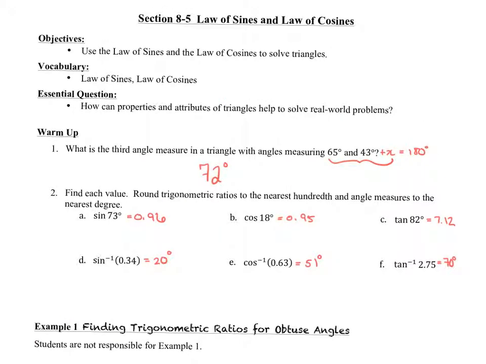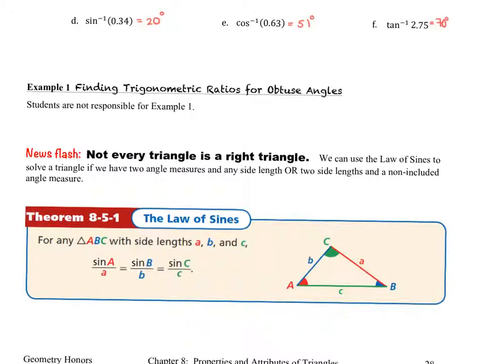So in this section, basically what we've done before in trigonometry is we've been using right triangles all along. Now we're going to be looking at triangles that are not right triangles and being able to use trig ratios as well. So we can use the law of sines to solve a triangle if we have 2 angle measures and any side length, or if we have 2 side lengths and a non-included angle measure.